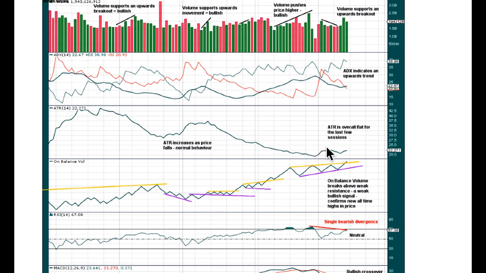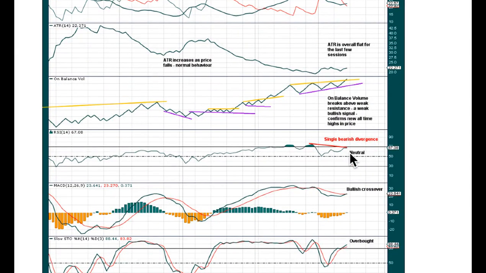ATR has been declining and is overall flat for some time now. That's absolutely normal for this particular market when it's in a bull run. RSI is exhibiting single bearish divergence. This can develop further before we see a pullback or consolidation, but I will be keeping an eye on this. There is a little bit of weakness evident here, but it's very short term in nature.